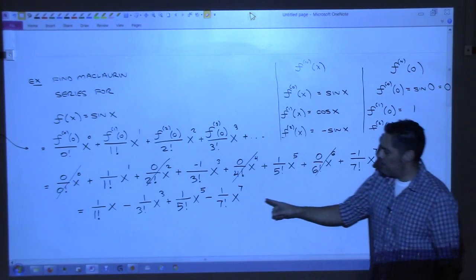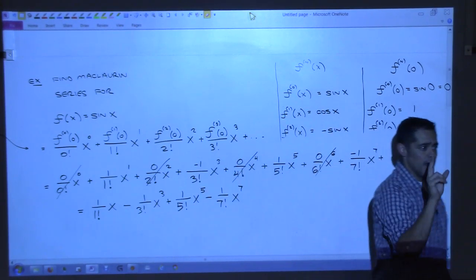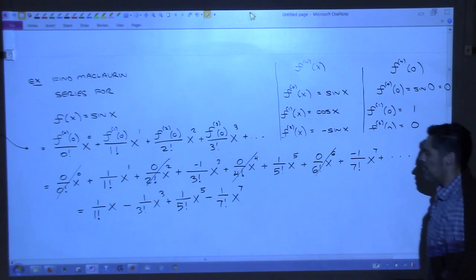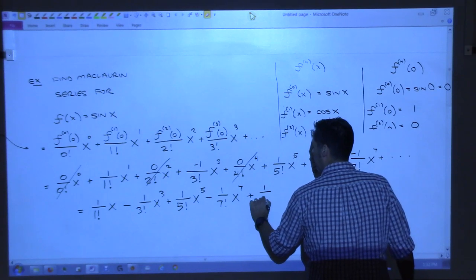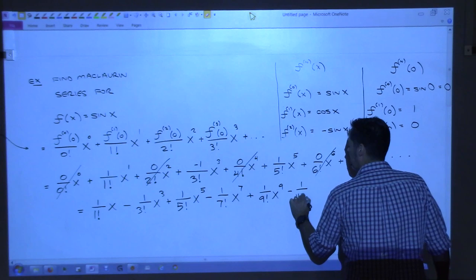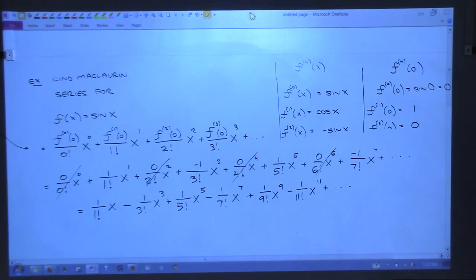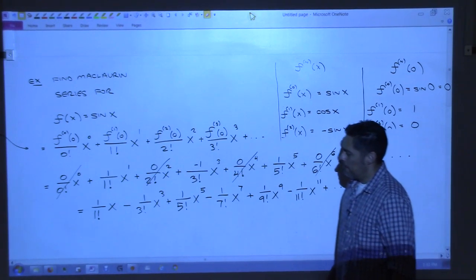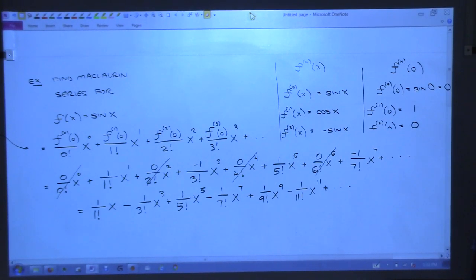And notice I started to bring the minus 1s out front. So now I've made it look like an alternating series, haven't I? What would the next term be? Plus, right? 1 over 9 factorial x to the 9th. One more. 1 over 11 factorial x to the 11th plus dot, dot, dot. Now, that is the Maclaurin series for sine. That's it right there.